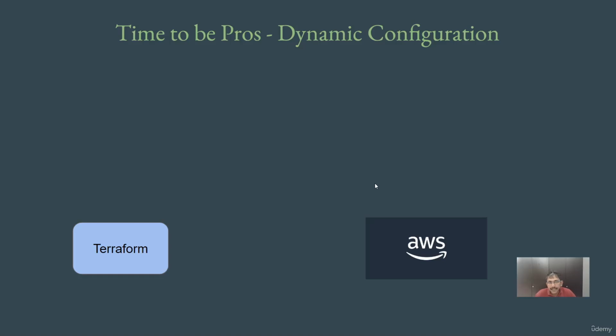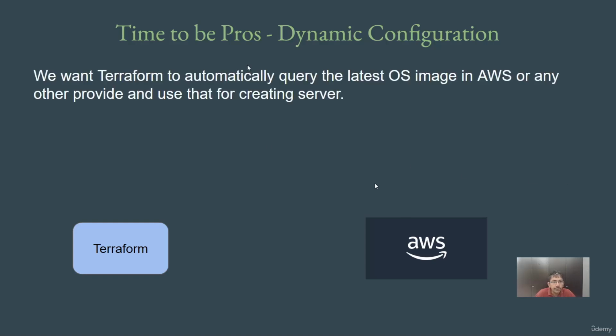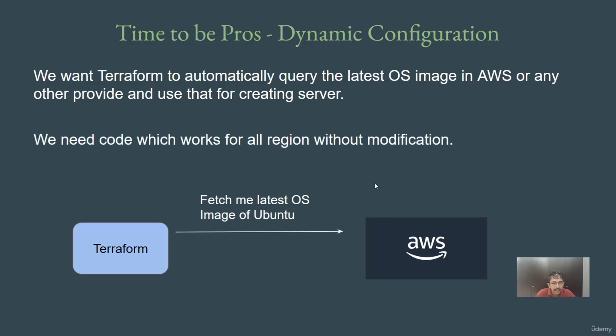So instead of a static value, you want your code to be much more dynamic so that it can work across multiple regions without you having to modify it. So what you want is Terraform to automatically query the latest operating system image from AWS and use that to create the server. In such a case, first Terraform should go ahead and fetch the latest operating system image ID associated with whatever operating system you need, and once it fetches the latest AMI ID from AWS, it uses it to go ahead and create the EC2 instance.